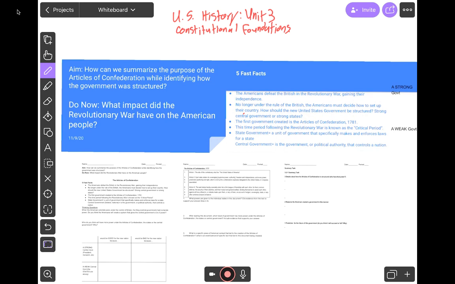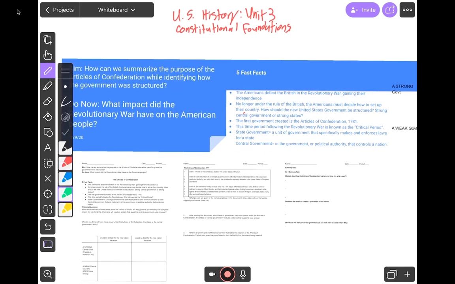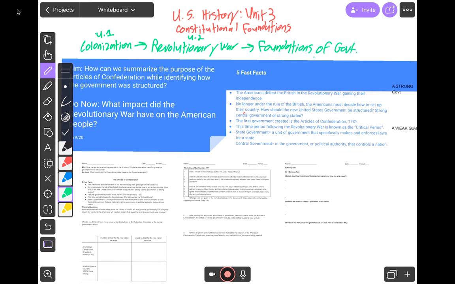Today, we are going to be starting our third unit in U.S. history. So, just a quick reminder before we get going. Unit 1, we focused on colonization of the Americas. That led into the Revolutionary Era and War. So that was Unit 2. And then really what we're focusing on in Unit 3 is the foundations of government in America.